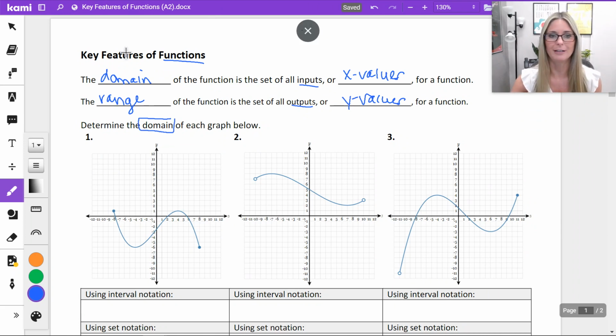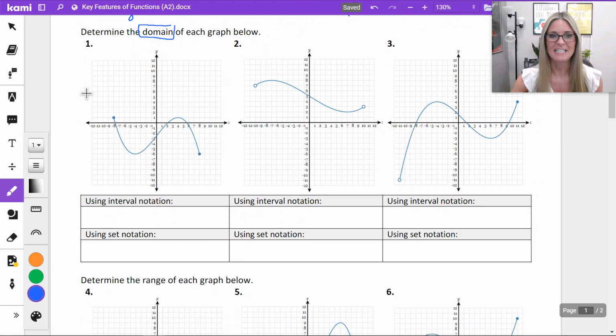So let me scroll down a little bit here and see those examples. Number one, the domain, right? We're talking x values. So looking at my x axis there, this graph goes all the way over here on the left to -8. That's as low as the x values go. And then it travels a ways all the way up to +8. Do you see that? So there's two ways we can write this.